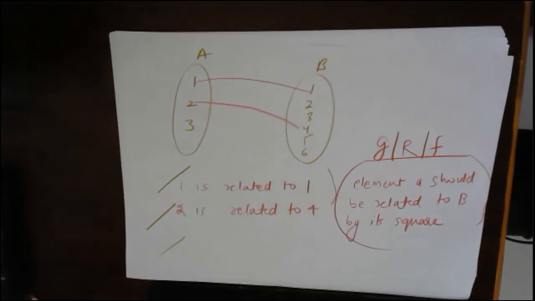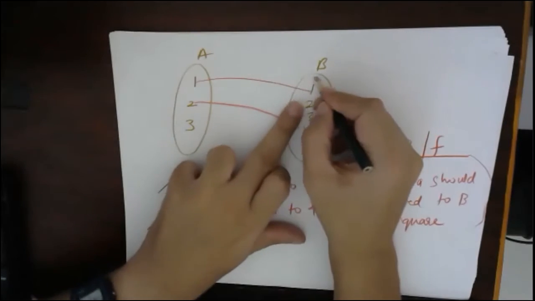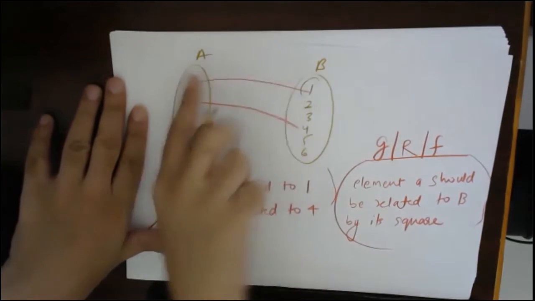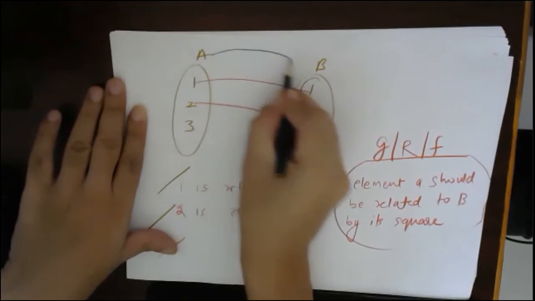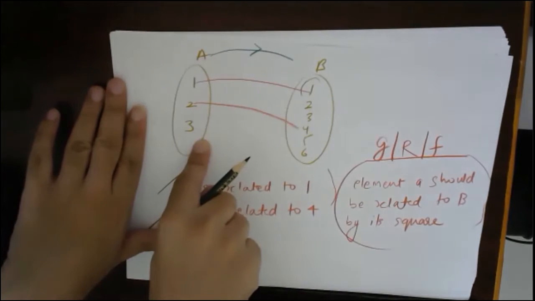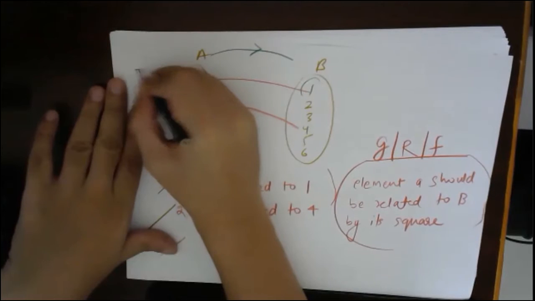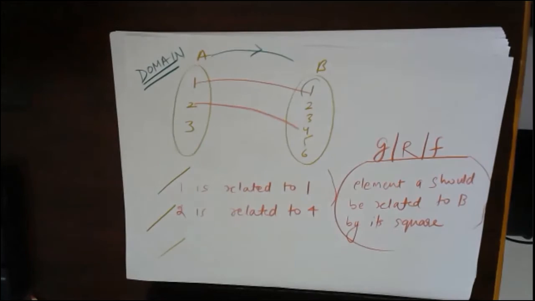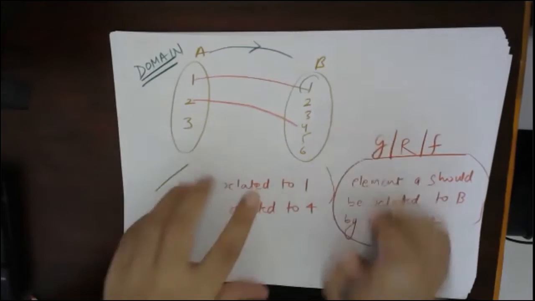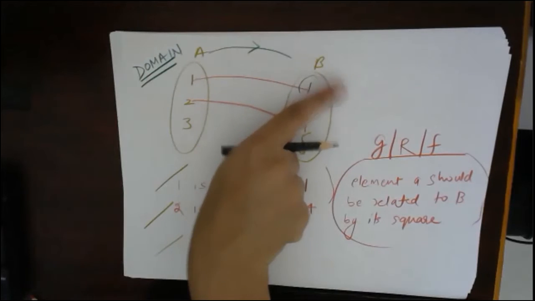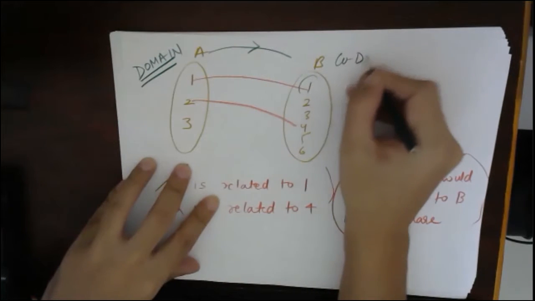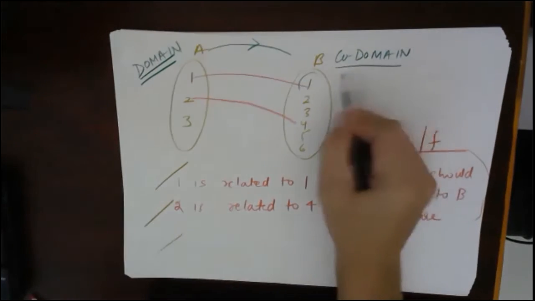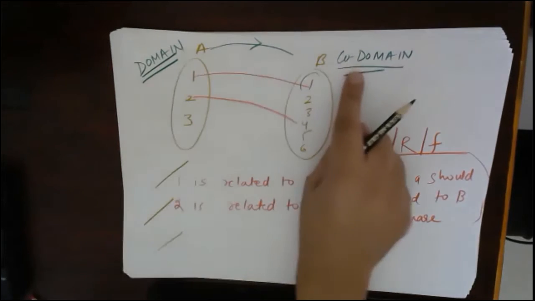The first thing is, let's name the sets. That is very basic. This set A, from which the relation is happening, the relation is happening from A to B. So this set A is known as the domain. And the set B, to which the relation is happening, is known as the codomain. So set A is known as domain, and set B is known as codomain.